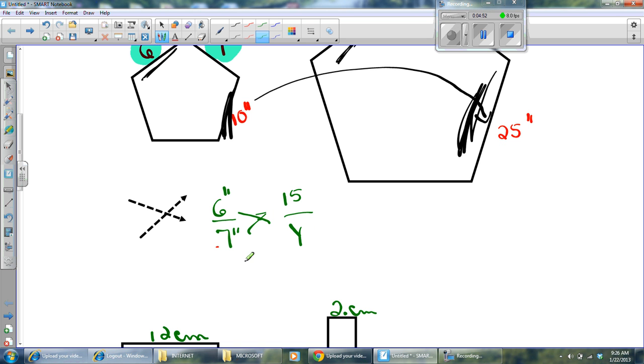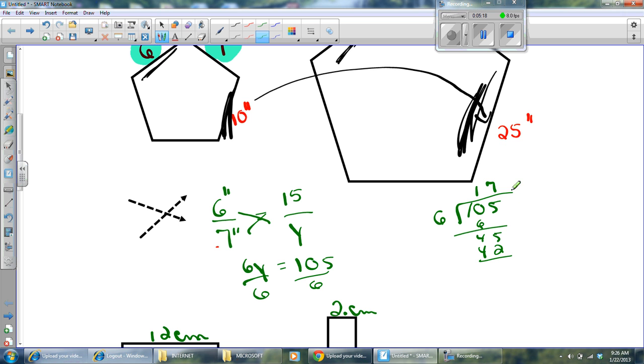Cross multiply. I'm going to get 6y. 7 times 15, I think, is 105. Yeah. And then I'll divide by 6, divide by 6. Of course, you can use a calculator. Divide by 6 is going to go 6, 45, 7, 42. So it gives me 17.5, 17 and a half. Oops. So y is going to equal 17 and a half inches. All right. There you go. Pretty easy stuff.